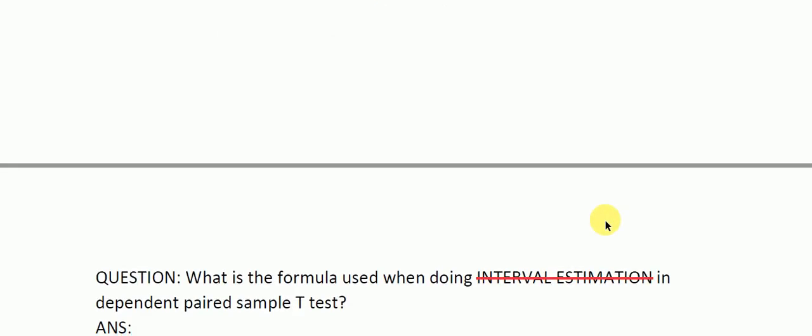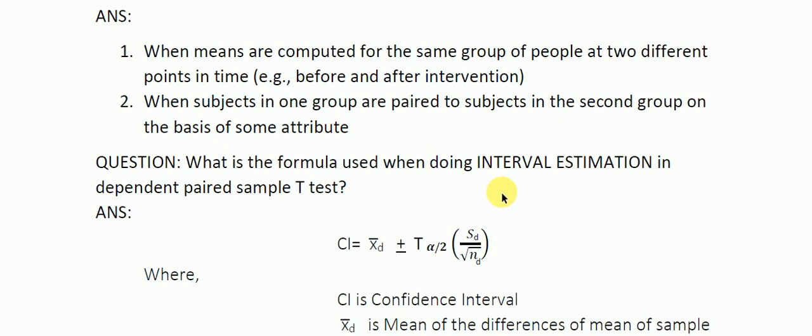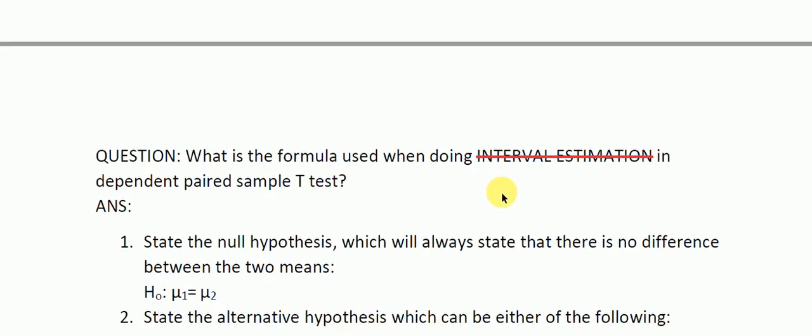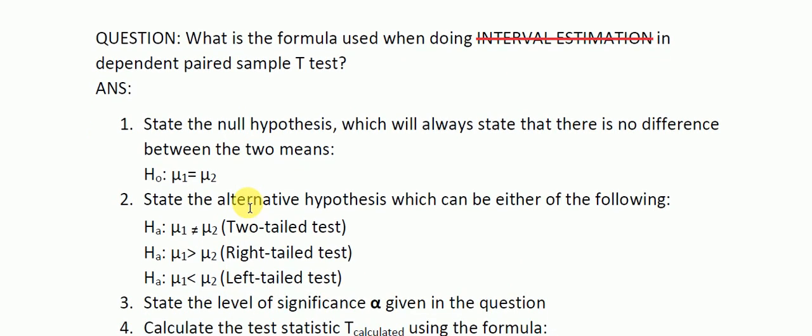So moving on. Now we have done interval estimation. The formula for interval estimation, we'll cover both the examples later on. Once we are done with interval estimation, we'll move on to hypothesis testing. So what is the formula used when doing hypothesis testing in the dependent paired sample t-test? This was a typo over here, so please correct it. It is hypothesis testing. State the null hypothesis, which will always state that there is no difference between the two means. So the null hypothesis in case of the two dependent samples t-test will always be the same. H naught states that mu1 is equal to mu2.